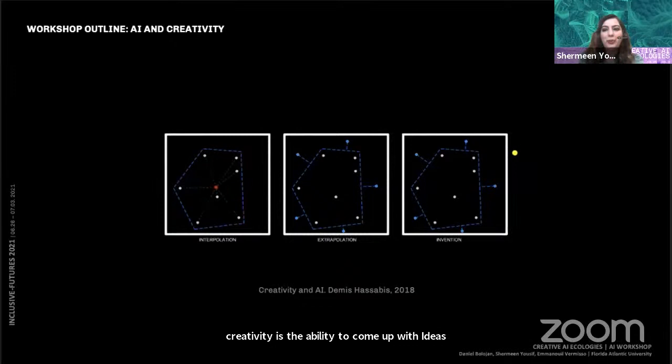Now, also a general definition: creativity can be defined as an idea or product that is original, right, and valued and implemented. In terms of AI and creativity, according to Demis Hassabis, the AI researcher and the CEO of DeepMind, there are three types of creativity, and AI is capable of performing maybe two of them, interpolation and extrapolation, while AI is not capable yet of performing any invention, right?